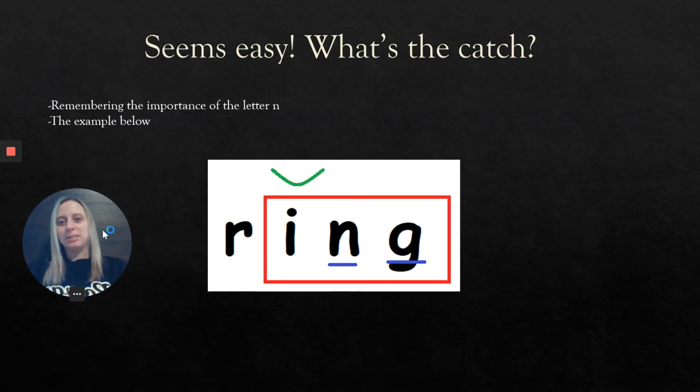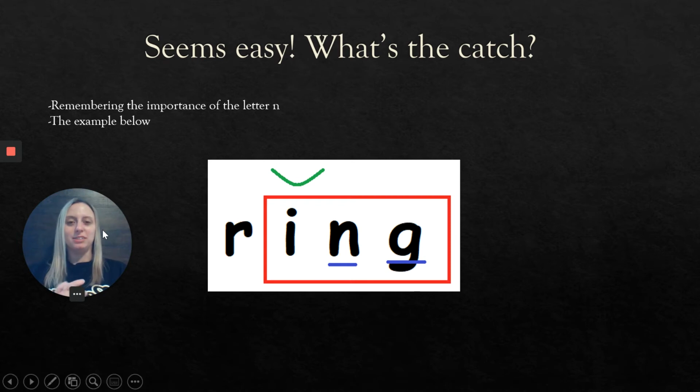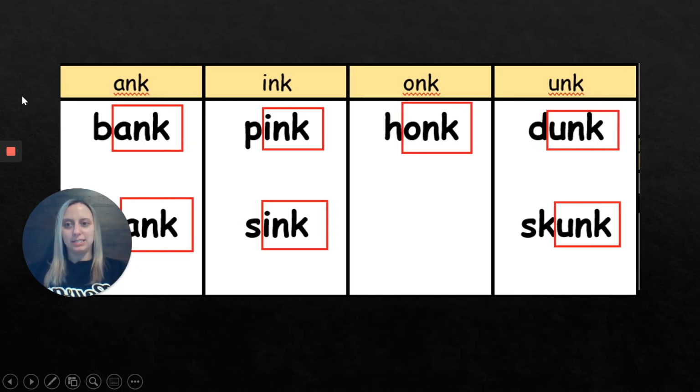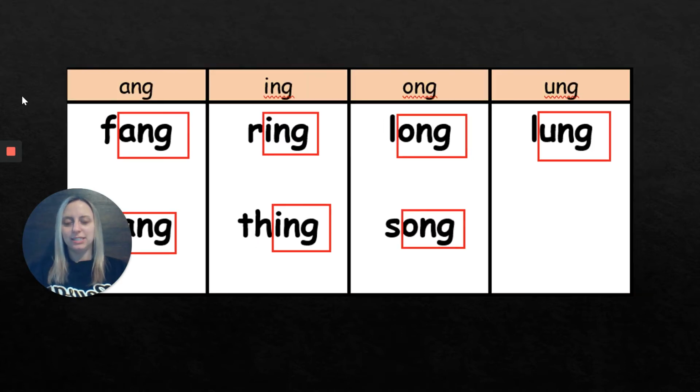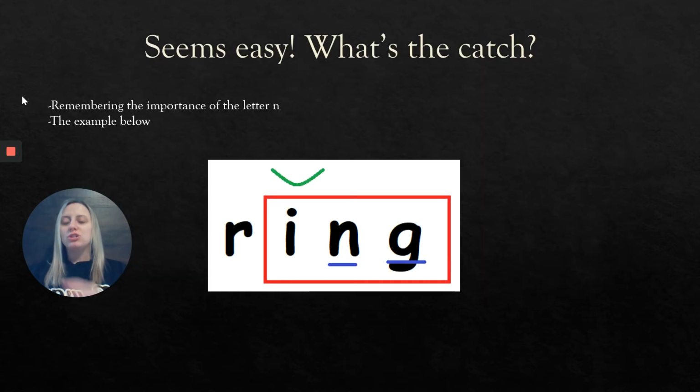All right, so I know it seems pretty easy, these glued sounds. Of course, there is a catch, as there is with all things. One of the things that is very difficult for the children when spelling words with glued sounds is that letter N in the middle of some of these glued sounds. Let me take you back a couple slides. NK, NG. Students so frequently leave out that letter N because it's harder to hear.